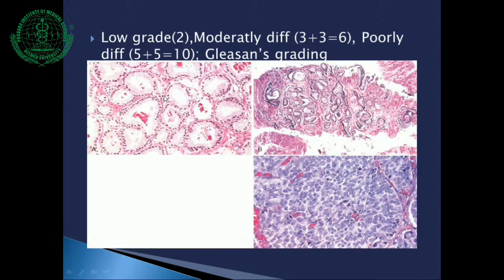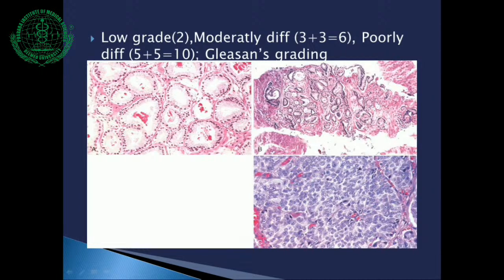These are the Gleason's grades, and these are the gradings: low grade, moderately differentiated, and poorly differentiated. In the poorly differentiated, the glandular pattern is lost. Here, the cells are arranged in sheets.